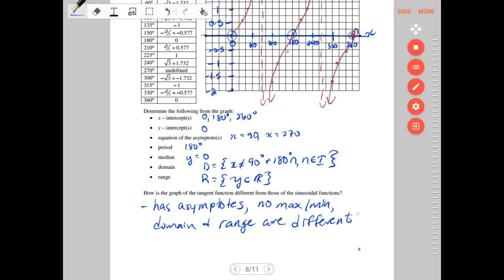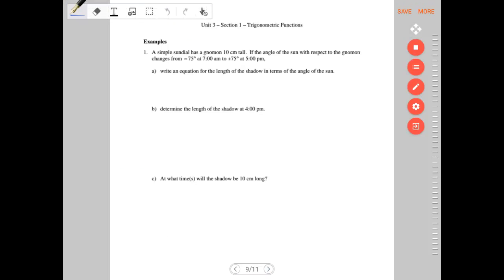Good. Great. Let's take a look at some trig problem solving with tangent. Examples. A simple sundial has a gnomon 10 centimeters tall. So when you think about your sundial, there's your plate that the sundial lies on, and then you have this triangle guy that sticks up, and that is the gnomon, and its height is 10 centimeters, and as the sun hits it, it casts a shadow around it.